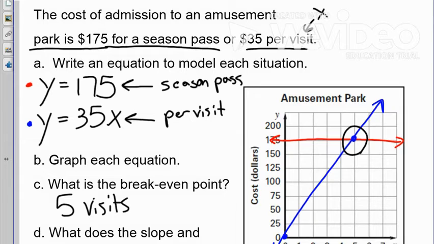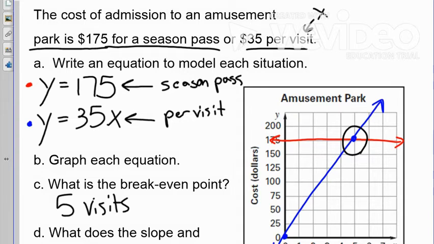What does the slope and the y-intercept mean in this situation? Well, the slope, as you guys know, is the cost per visit. Okay? So in the graph for the season pass, it doesn't cost me anything per visit, does it? Right, because if you think about it, I'm not paying every time I go. That's why it's a flat rate. I've only paid one specific amount, okay? That's why my slope is 0. I don't need to write it in the equation, but my y-intercept is actually 175.